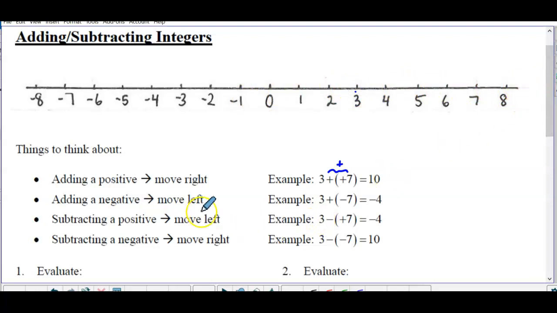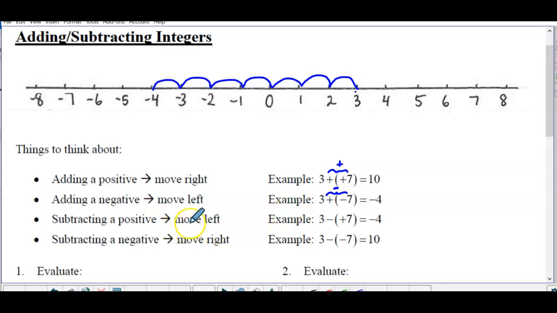Kind of ran out of space. Adding a negative, so what do we do? You move left. So here's an example, 3 plus -7. You're adding a negative. The single operation that represents that is subtracting. So you're moving left on the number line. 3 to the left 7. 1, 2, 3, 4, 5, 6, 7 is -4.